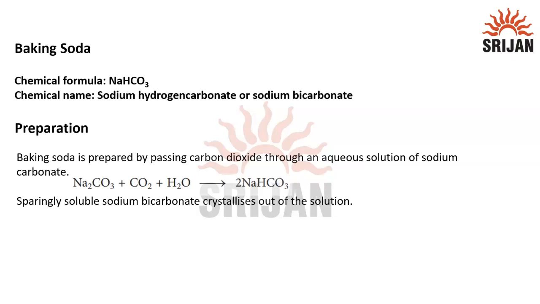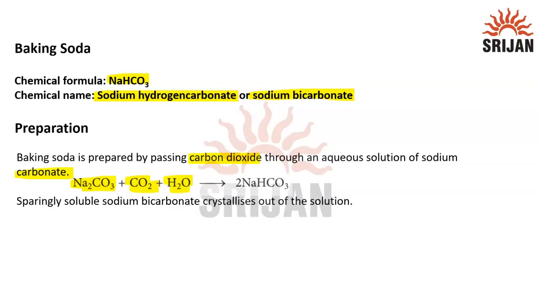Baking soda, whose chemical formula is NaHCO3 and whose name is sodium hydrogen carbonate, or simply sodium bicarbonate. Its preparation: it is prepared by passing CO2 through an aqueous solution of sodium carbonate, meaning a solution having Na2CO3 in water along with the CO2 passing. So we will get 2 moles of NaHCO3.